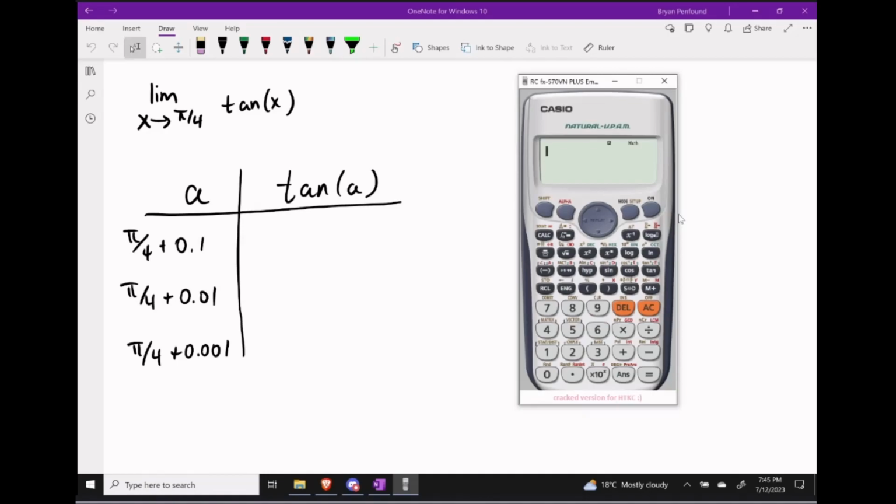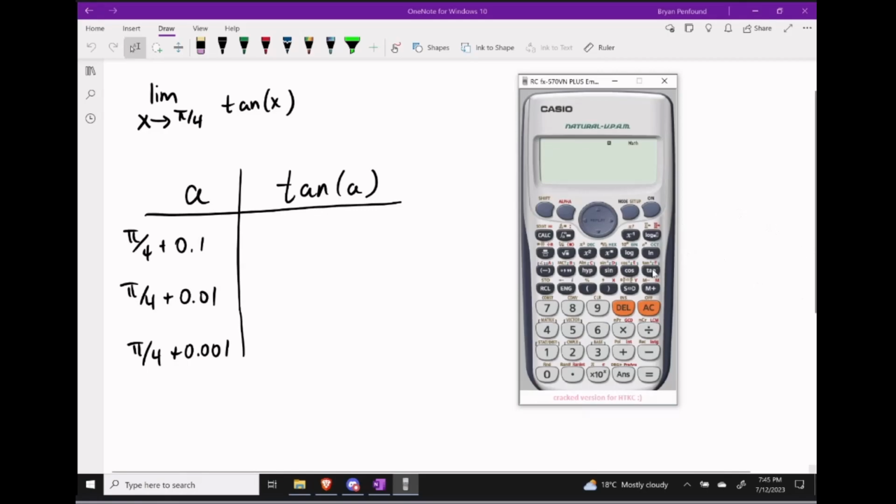problem. We could convert pi over 4 to a decimal approximation and use that to try to help us evaluate the limit. What I'm going to do with the Casio calculator is actually use values that are something like pi over 4 plus 0.1 or pi over 4 plus 0.01 and so on. And these values should get closer and closer to pi over 4 and help us try to evaluate the limit using a table of values.